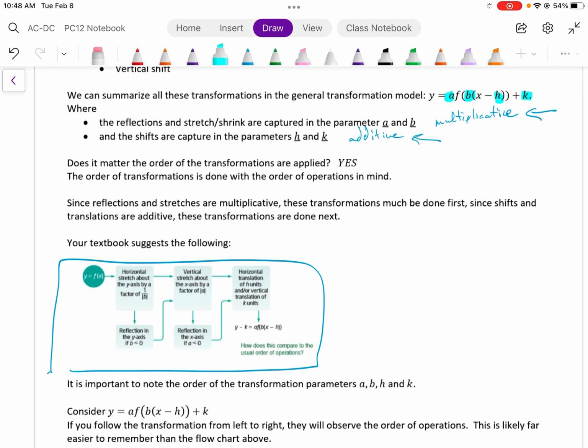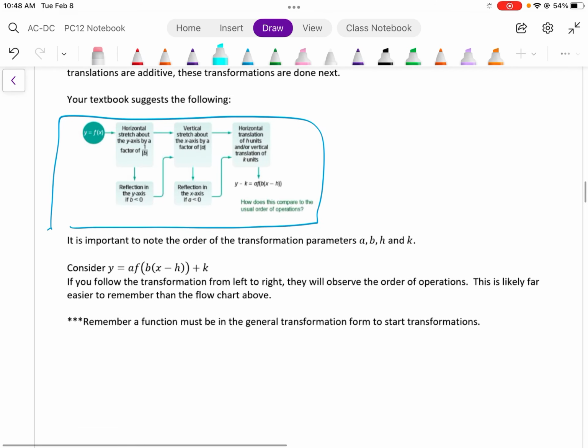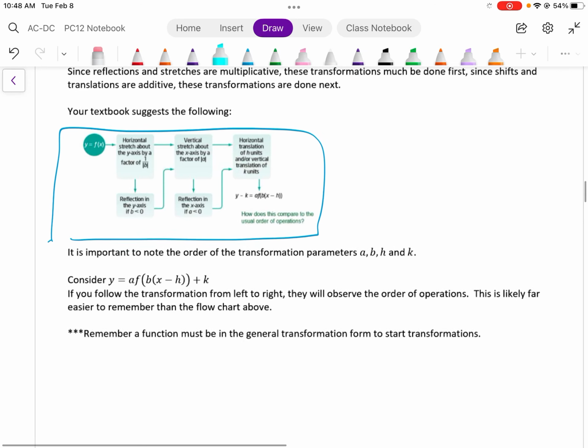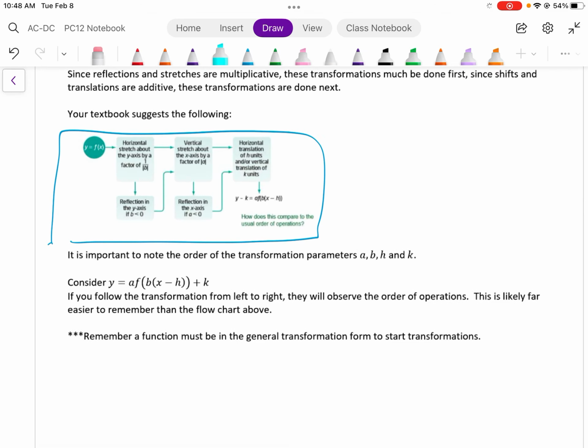But you do have to know why we're doing it in that way. There are also other ways that you can do it. That is, the horizontal and the vertical are independent of each other. So you could do all the vertical transformations first and then do all the horizontal transformations. That is also an option.